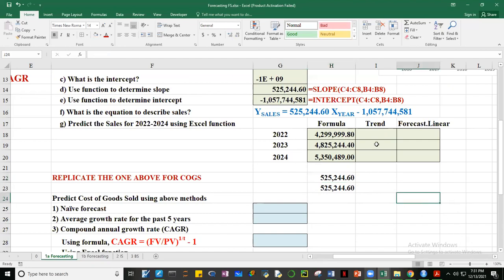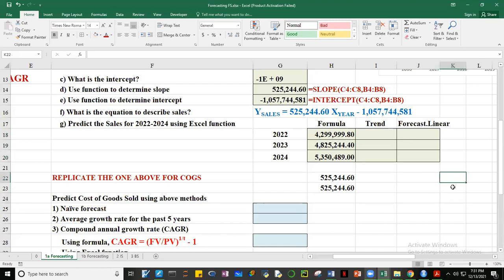May I have just 1 minute just to finish the trend and forecast linear? Pwede ba? Just a 1 minute extension if it's okay guys. Okay, thank you so much guys.